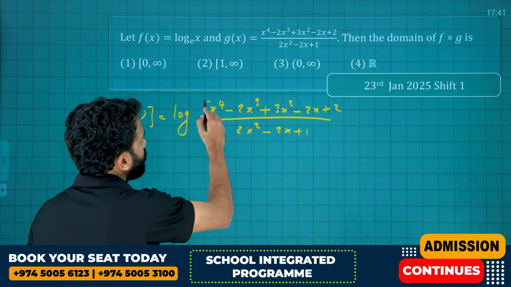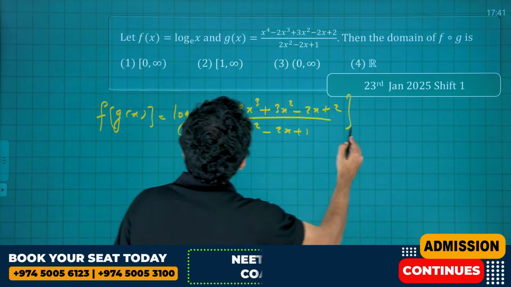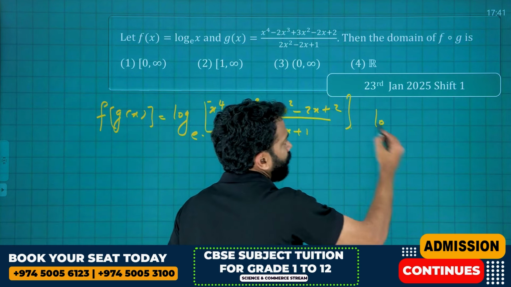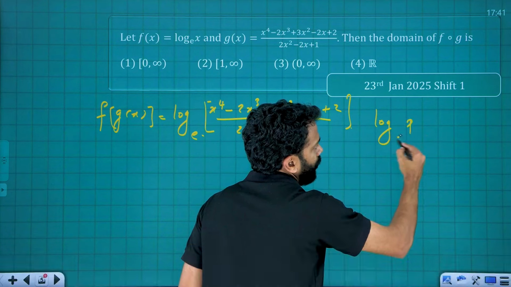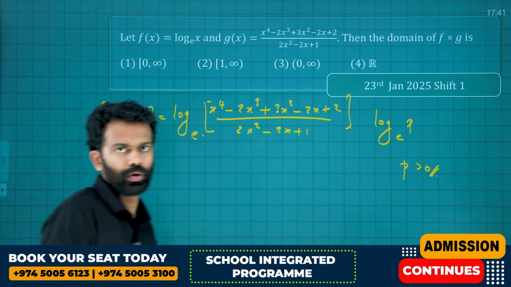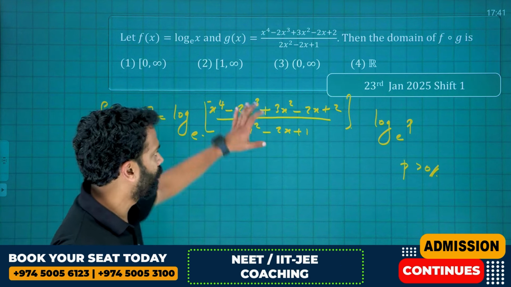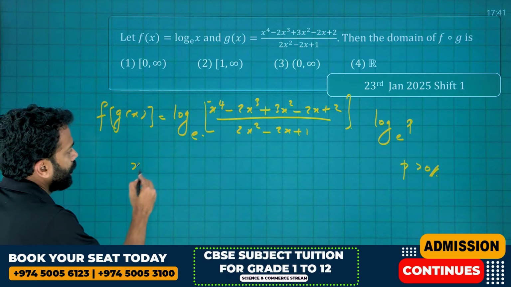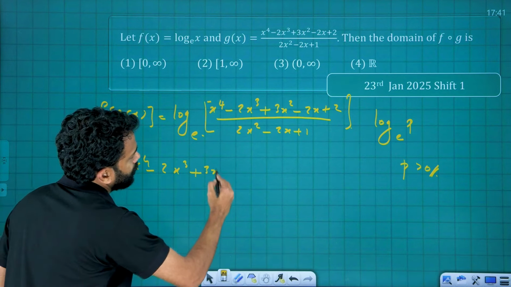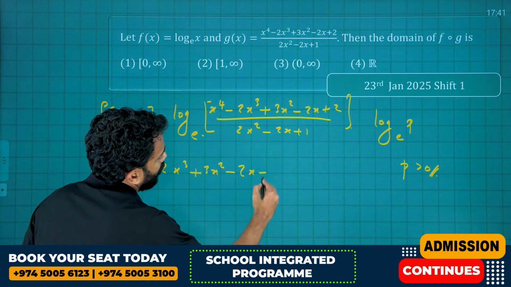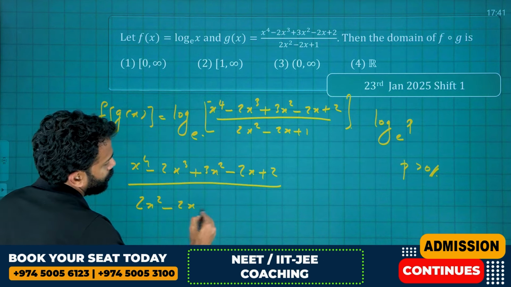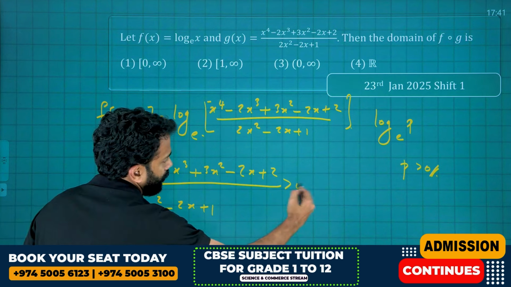If you consider it like this, let's take the argument as p, that is, instead of this, I am writing log p to the base e. So in this case, p should be greater than 0. Only then it will be valid. Therefore we can equate it like this: x raised to 4 minus 2x cube plus 3x square minus 2x plus 2, divided by 2x square minus 2x plus 1, should be greater than 0.